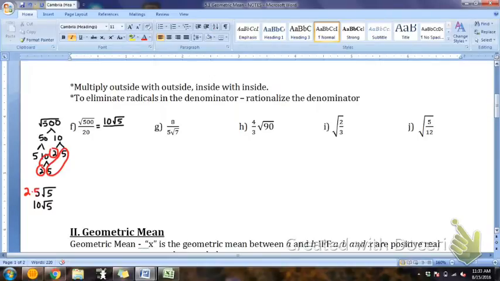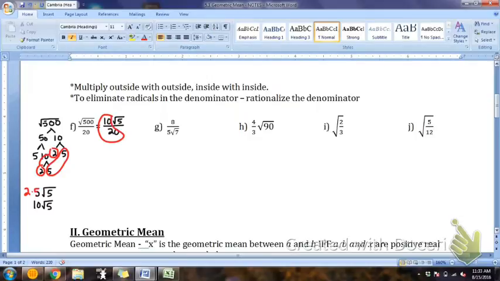Over what? 20. Okay, now, interestingly, doesn't it look like all of those numbers will divide by 5 evenly? Right? But the problem is I'm not allowed to touch what's underneath the radical. Even though the radical will divide by 5, I'm not allowed to touch that because it's been all the way reduced. Instead, I can reduce these two, 10 and 20.